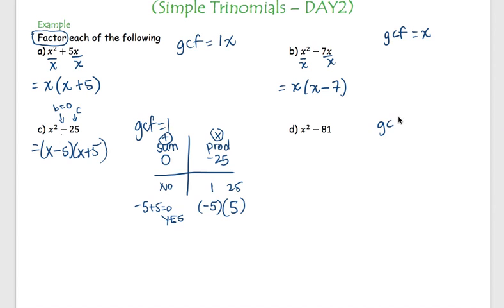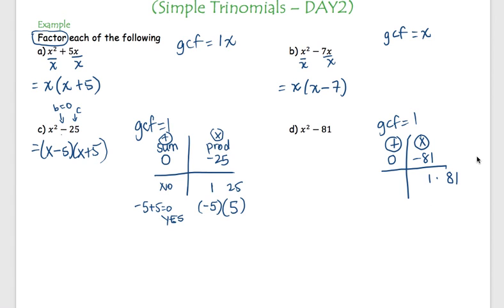So again, check your GCF first. Okay, no, just a 1 will work. No letters will come out. All right, so let's make our sum 0, that's the one that's missing, and multiply to negative 81. Okay, so what numbers make 81? Well, those two would work, but those would not add to 0.